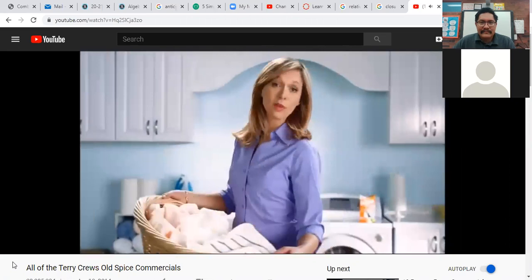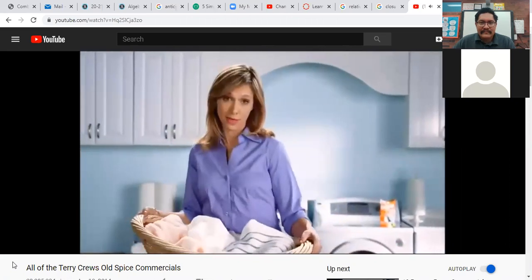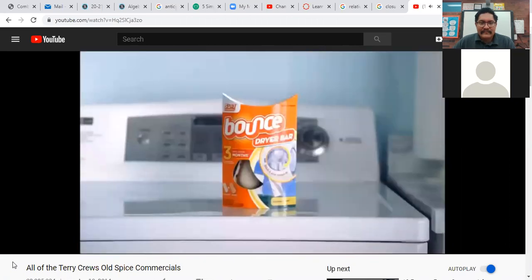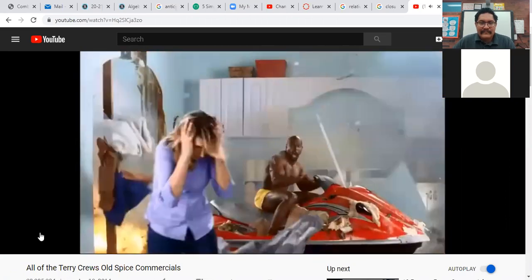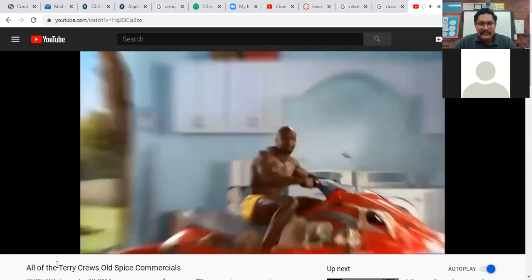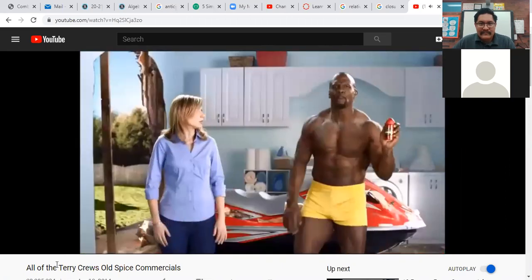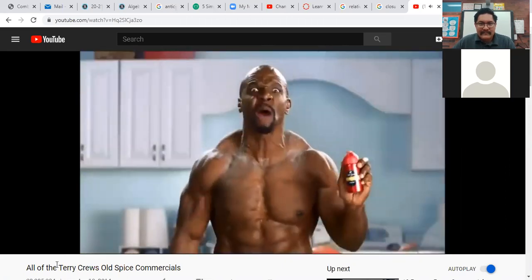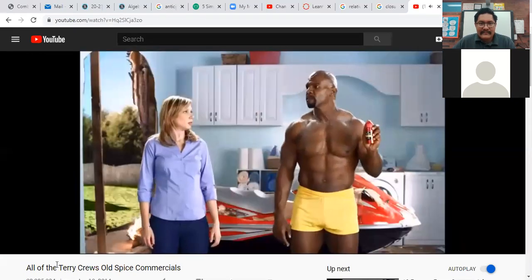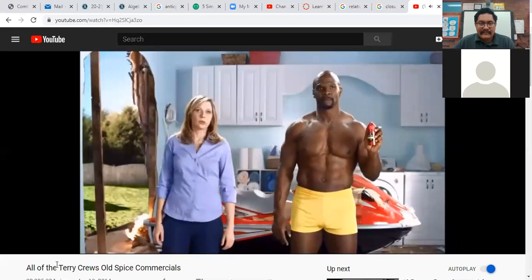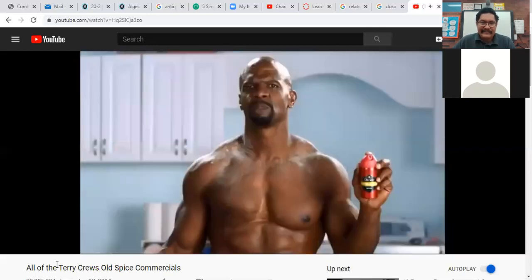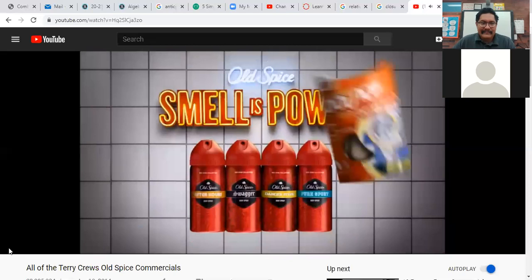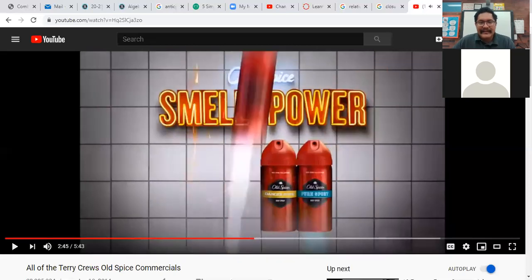Automatic freshness, softness, and static control has never been easier with the Bounce dryer bar. I just stick it to the inside of my dryer and I never have to remember. Oh, Spice Body Spray makes you smell like power! It's so powerful it sells itself in other people's commercials. You smell like outdoor freshness. You smell like power. Yeah, I do. Power!